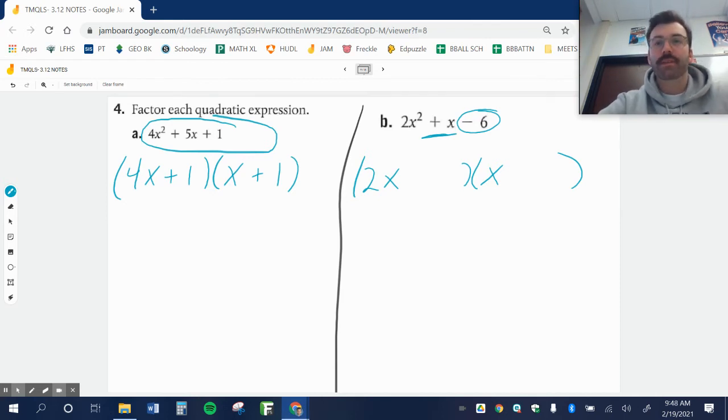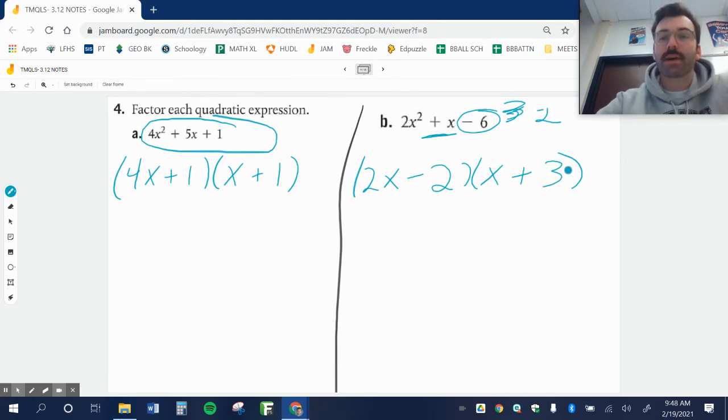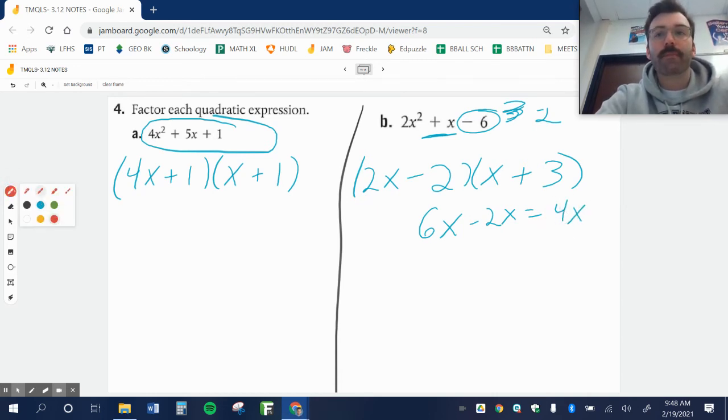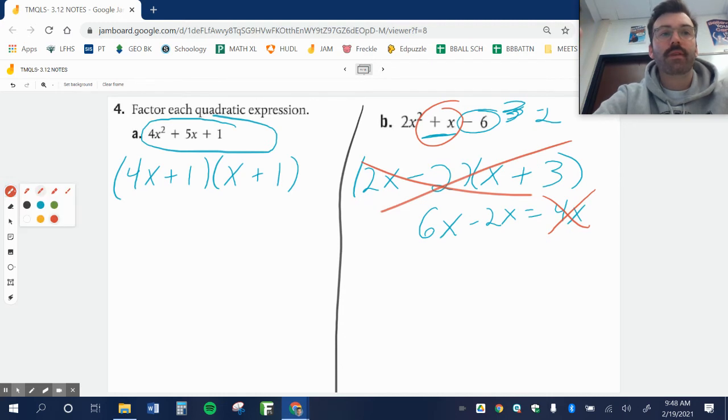So what I'm going to try to do here is find a combination that does that. Well, for negative 6, I'm going to have 3 and 2. So let's say if I go 2 and 3, with a minus and a plus. If I did 2x times positive 3, I would get 6x. And if I multiplied the negative 2 times x, I get minus 2x, which gives me 4x. Well, that's not what I want. I want positive 1. So this is wrong, and I have to try again.